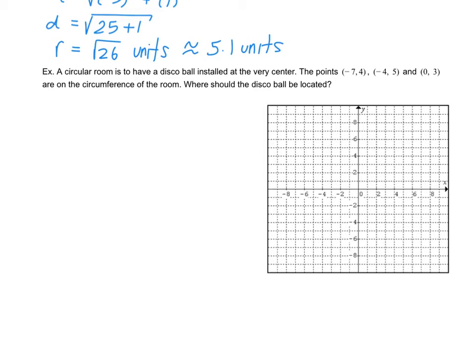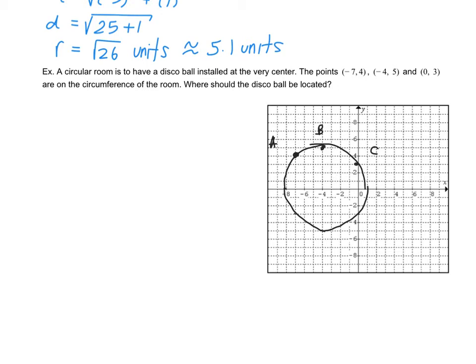So let's go ahead and plot these points just for the visual. So -7,4, -4,5, and 0,3. And I'm just going to label these A, B, C. You can use any letters you'd like. And now let's connect the dots to create our circle roughly.